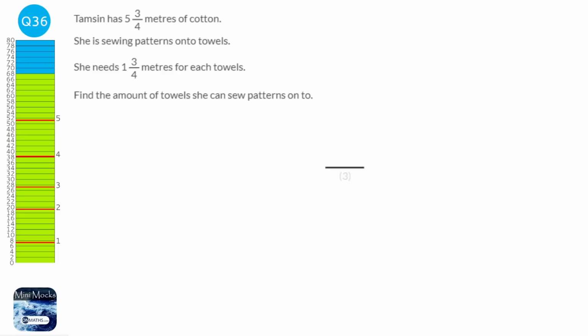So this question is asking us really to divide the 5 3/4 by 1 3/4. So we're going to do 5 3/4 divided by 1 3/4, because we're finding out how many of each of these towels, which is 1 3/4 metre, can be made when the total amount of cotton is 5 3/4. So first thing we're going to do is convert them to top-heavy or improper fractions, because at the moment they're mixed numbers and we can't divide or times if they're mixed.